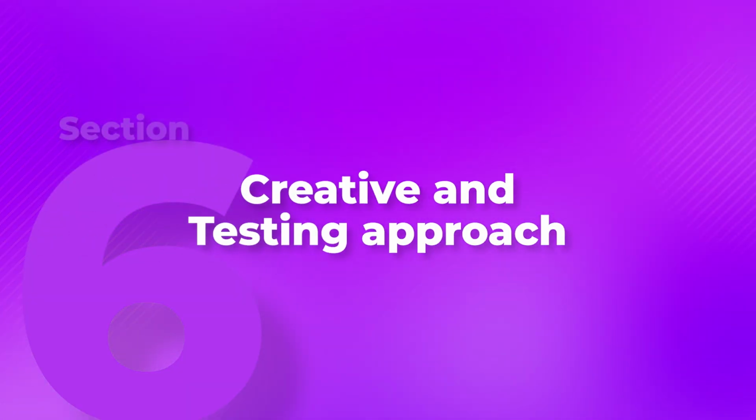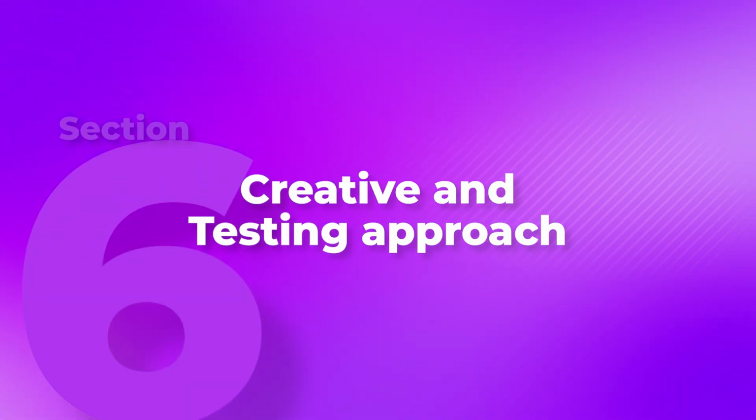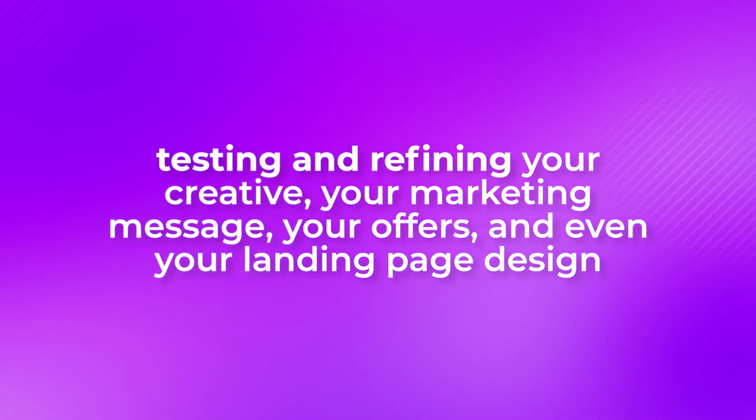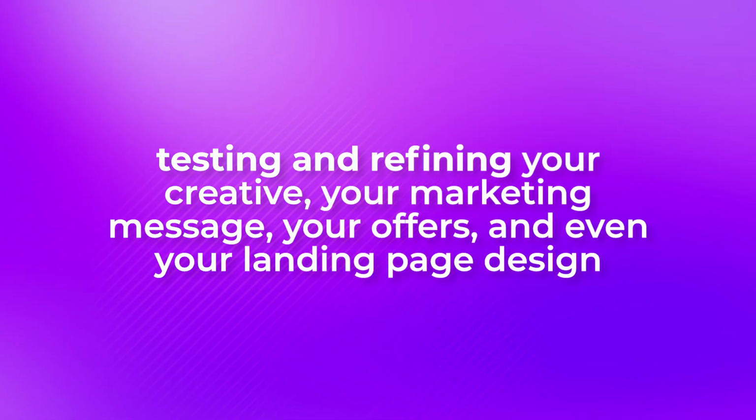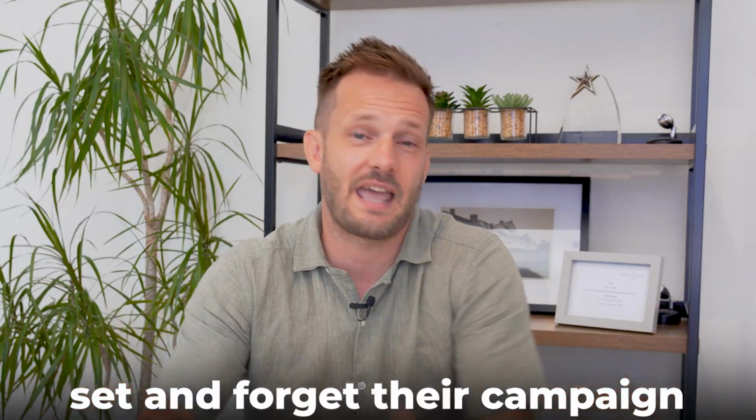So section 6, creative and testing approach. Your campaign structure is just the scaffolding. What really wins with Meta ads is what you put inside it. So the biggest lever you have is testing and refining your creative, your marketing message, your offers, and even your landing page design. Meta's algorithm is powerful, but it can only work with what you give it. So if your ad grabs attention, your offer makes sense, and your landing page convinces people to take action, you'll see results. So keep tweaking those elements until you outpace your competitors who just set and forget their campaigns.